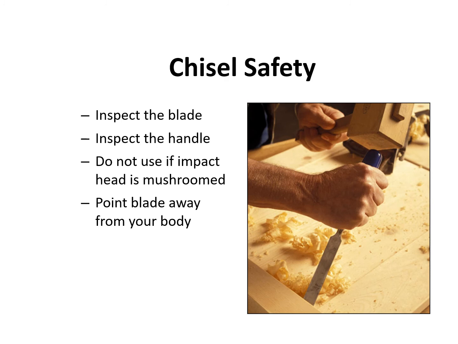When using a chisel, inspect the blade. Make sure it is sharp and not chipped, and sharpen if needed. Inspect the handle and the impact head for any signs of damage. Do not use chisels if the impact head is mushroomed. The handle is more likely to splinter or break apart when struck by a hammer. When using a chisel, do not point the blade toward your body. The chisel could go through the material and then strike your body.